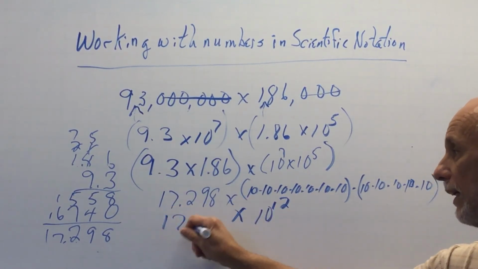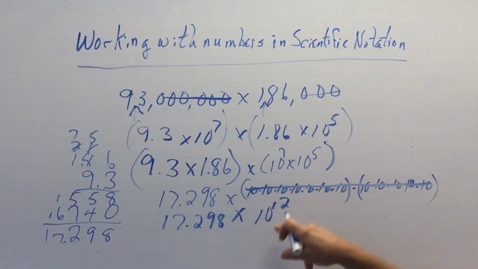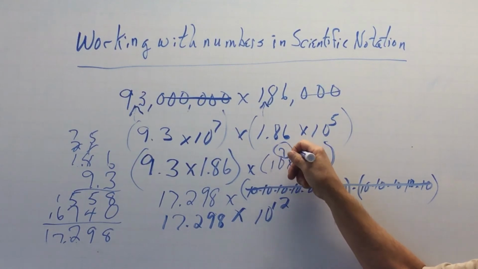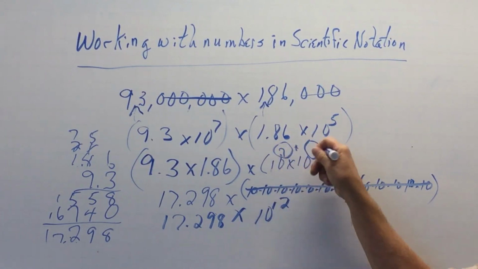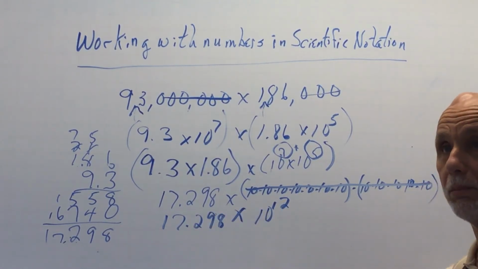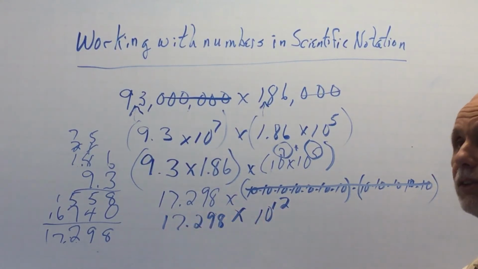By the way, what's the easy way to do that where you can skip this whole step and go straight from here to there? When you multiply with the same base number, you add exponents. We learned that already. So 7 plus 5 is 12. Now, this is my answer, but it's wrong. Why is it wrong? Because it's not in scientific notation. How do I put it in scientific notation? Well, first of all, why is it not in scientific notation? Because the decimal's in the wrong place. In scientific notation, the decimal has to be behind the first natural number, not the second.